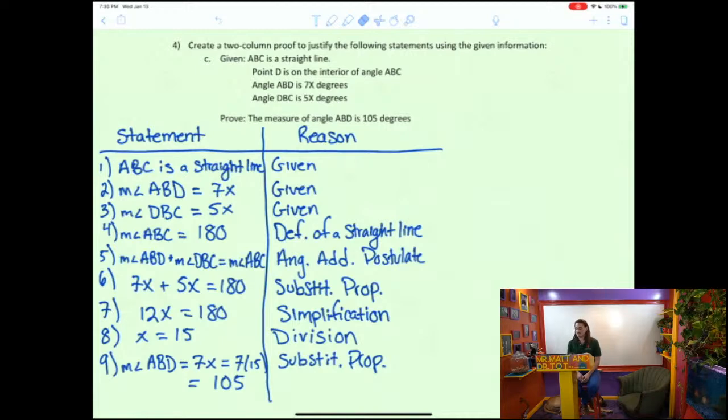And then using the substitution property of equality, we can substitute 15 as the common multiple into the expression that represents the angle measure of ABD, which is 7x. 7 times 15 is 105 degrees. So we've proven the statement that they asked us to prove. If you have any questions, please let me know. Otherwise, let's look at question number 5.